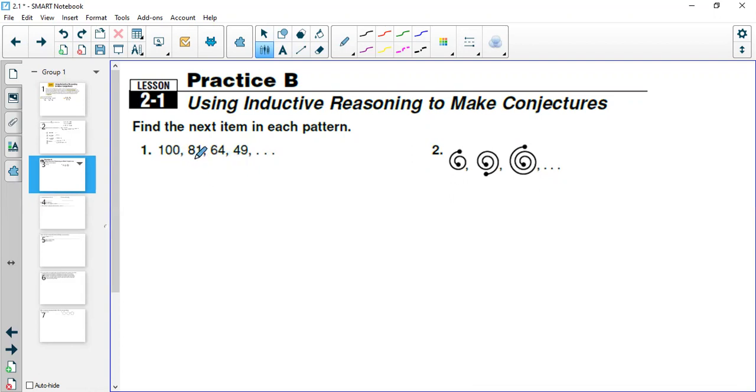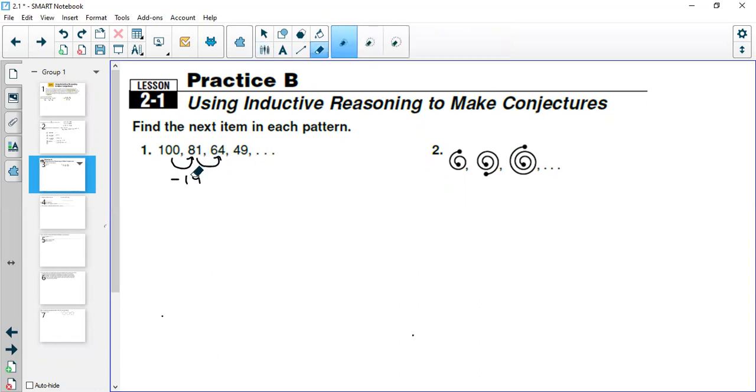So here it's 100 minus 81. So what's the difference between 100 minus 81? There will be a difference of a subtraction of 19. Do you think that's 19? So from 100 to 81, there's a difference of subtraction of 19. Now how about 81 to 64? How much is the difference between 81 and 64?